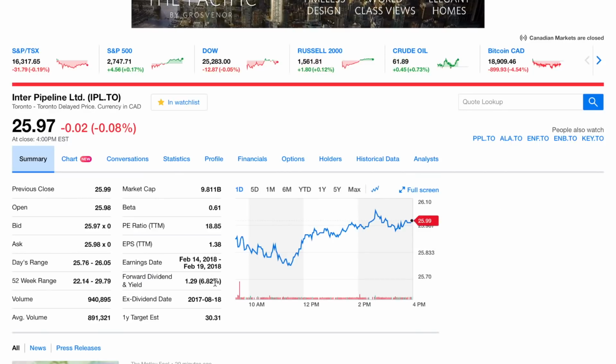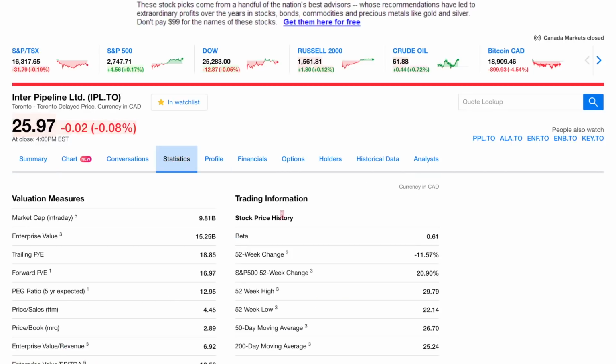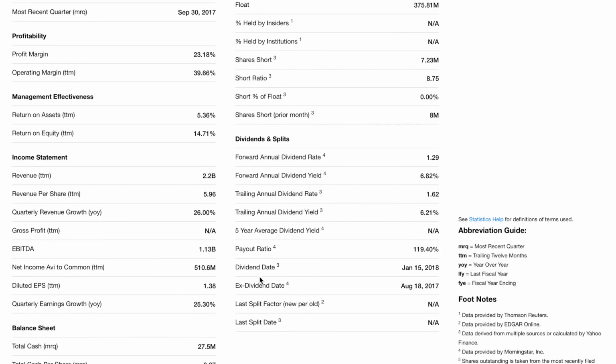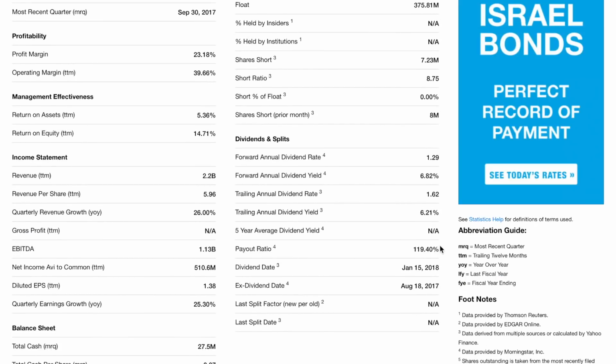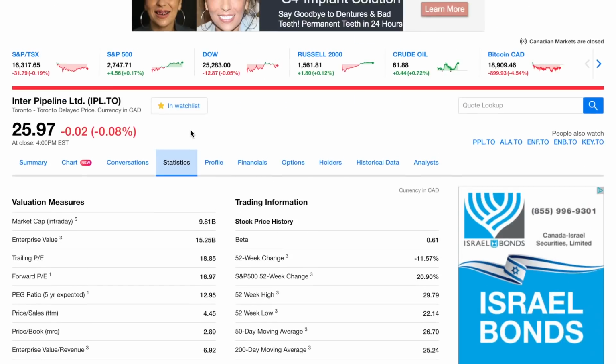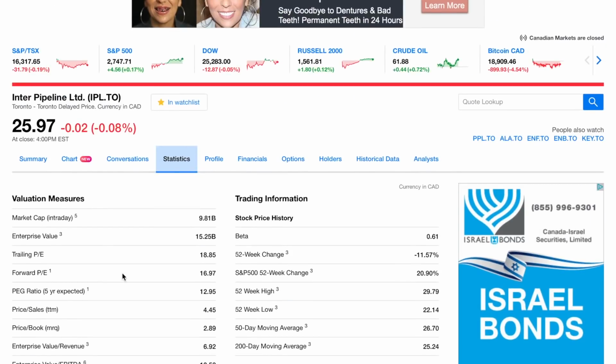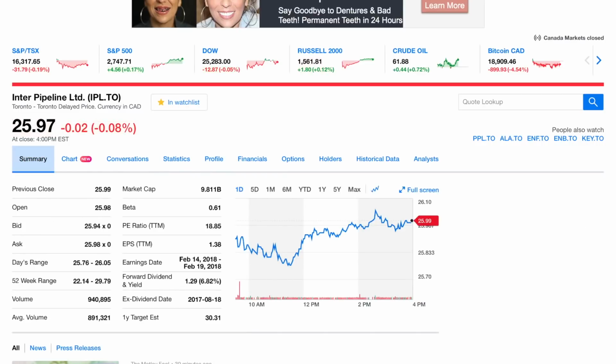It pays a 6.82% yield. And under the statistics, the dividend payout ratio, I know this is probably going to be a little high. It's 119%. I typically like to go for things that have less than 100% payout ratio. But we know that they're paying out a little bit more right now because the price of oil is still reduced on the global scale.